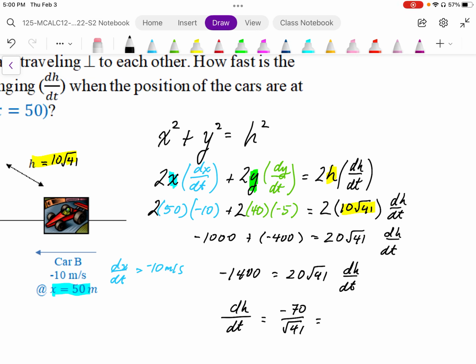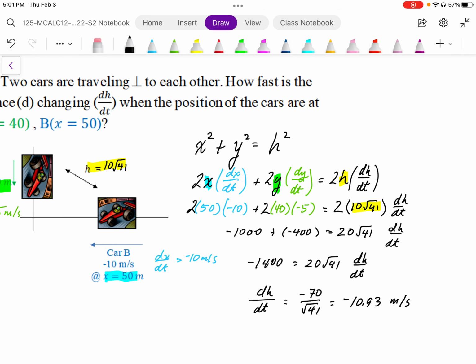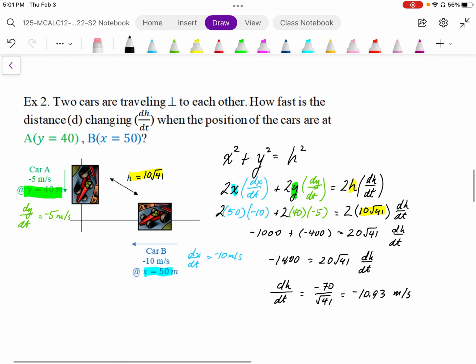And this works out to be, when I calculate this value, let me just see here on my calculator. On my calculator, I get negative 10.93, and that's going to be meters per second. Okay, so then if we actually go back to that animation, that looks like that was our initial position that we have right now, and that was giving us the same value.